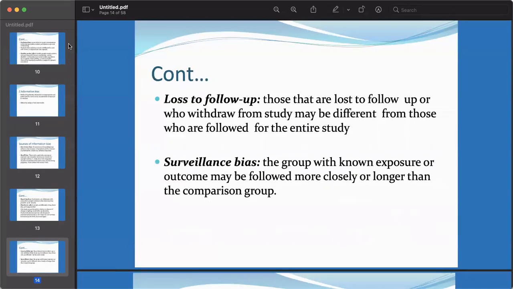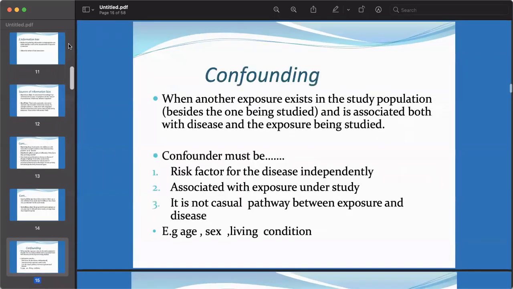Lost to follow-up: those who are lost to follow-up or who withdraw from the study may be different from those who are followed for the entire study. Surveillance bias: the group with non-exposure or outcome may be followed more closely or longer than the comparison group.